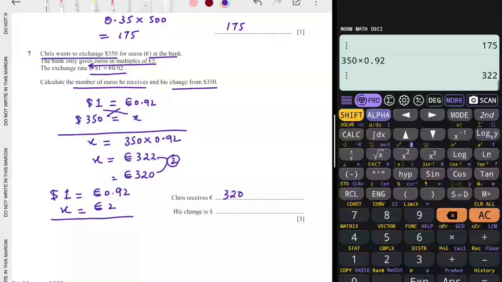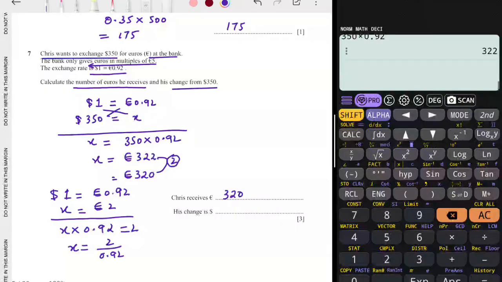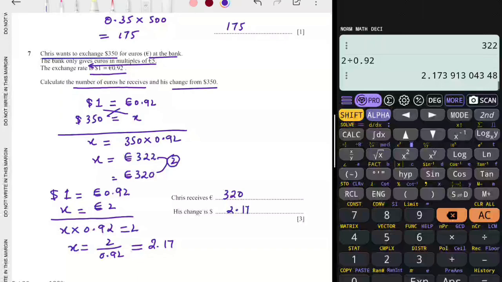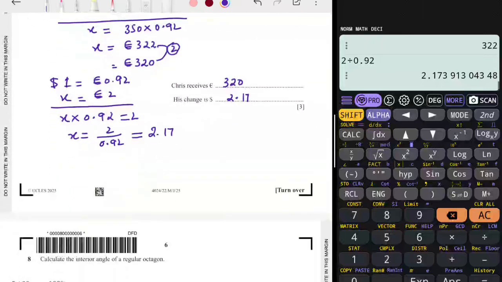We have to cross multiply. So x times 0.92 is equal to 2. So x is equal to 2 divided by 0.92. So we have to use a calculator. 2 divided by 0.92. So the final answer would be 2.17. Next question.